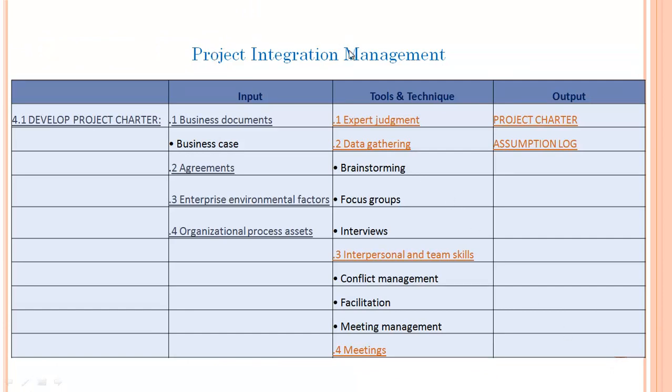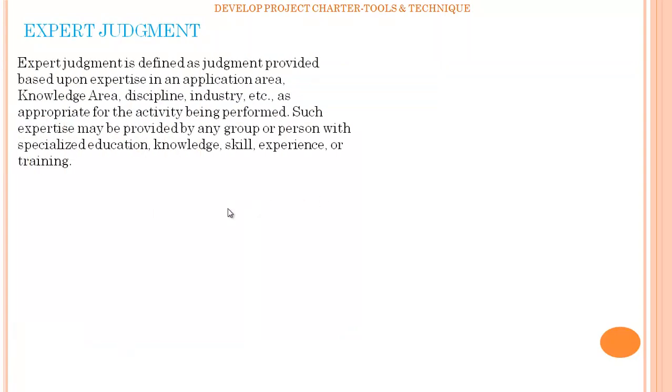Now we will explore tools and techniques under develop project charter. First is expert judgment. Expert judgment is defined as a judgment provided based upon expertise in an application area, knowledge area, discipline, industry, etc. as appropriate for the activity being performed. Such expertise may be provided by any group or person with specialized education, knowledge, skills, experience, or training.